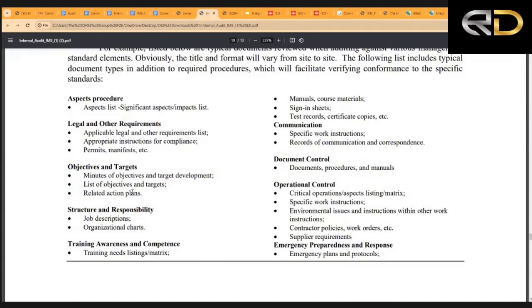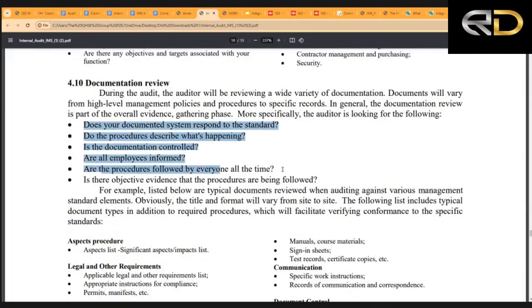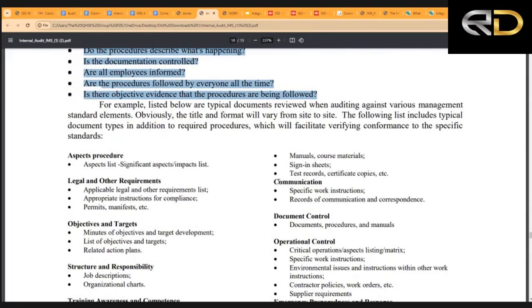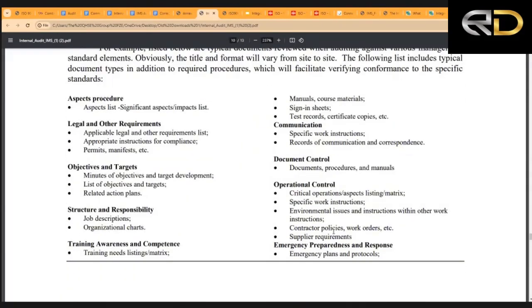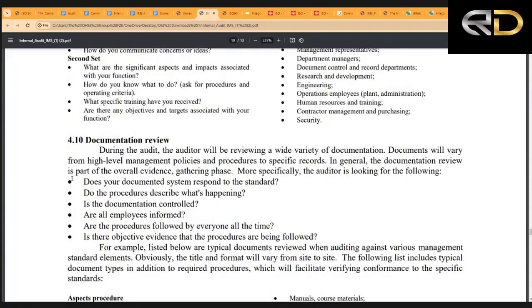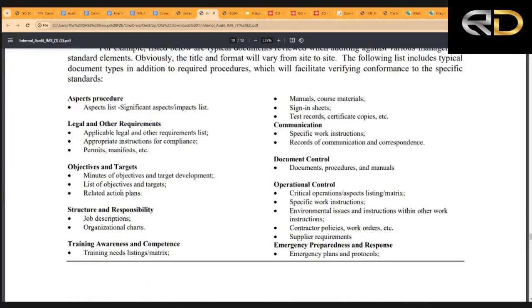For example, right here, you look at these documents, and then you look for this. You see? And then for communication, you look at these documents, and then you look for this. And then for operational control, you look at these documents, and then you look for this. Okay? This is basically the important part of an audit, because after reviewing these documents, it's going to help you understand what are the threats and opportunities.